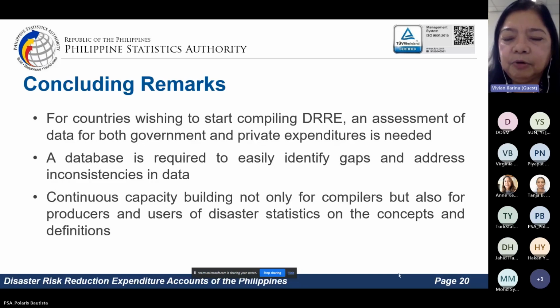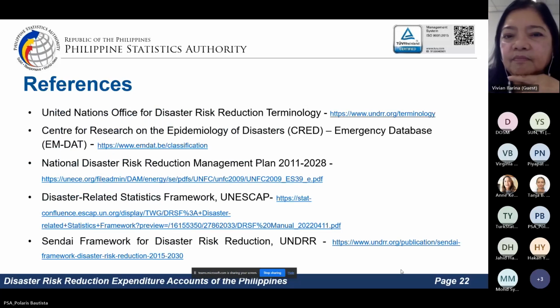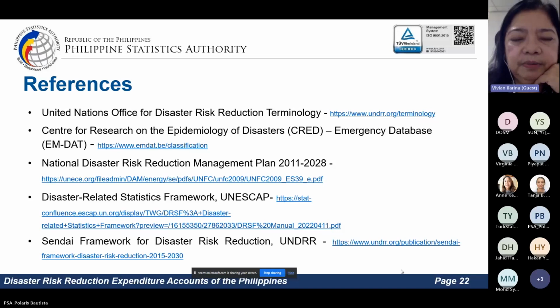And we are focusing on the concepts and definitions of the disaster statistics, because this is a satellite account of the system of national accounts, so the concepts and definitions should be aligned with the system of national accounts. So I think this is my last slide, and thank you very much, everyone. I put up some references that we have, and this is for the members of the technical working group. Again, thank you.